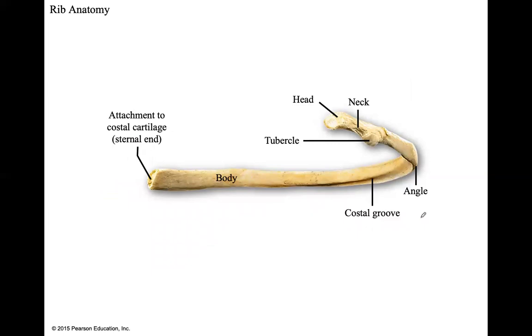Articulate with what? Well, here's the rib. We have a head of a rib. We have a neck of a rib. We have an angle of a rib. We have a tubercle of the rib. So all of these are going to be little attachment sites for these ribs.